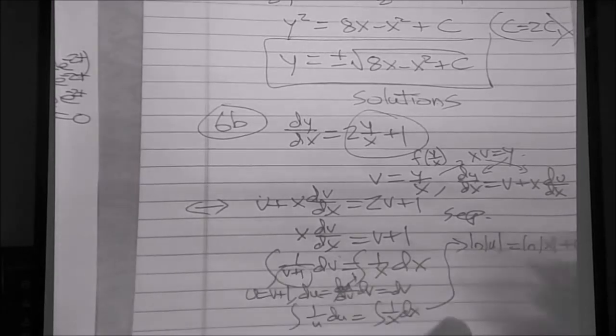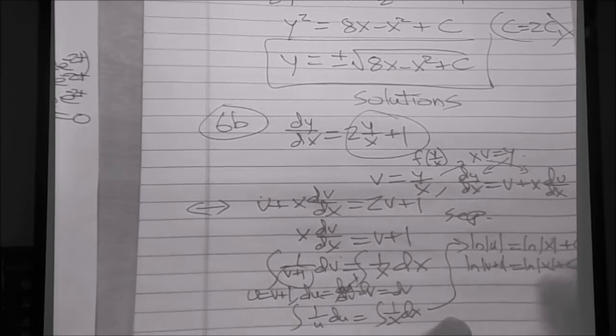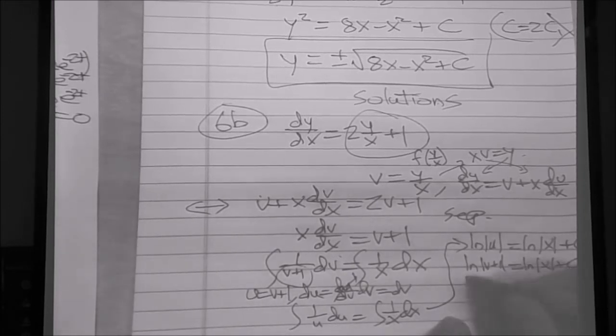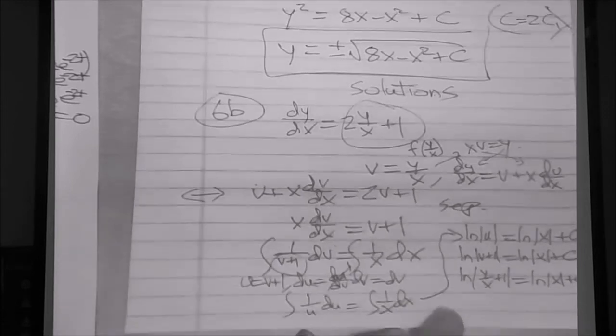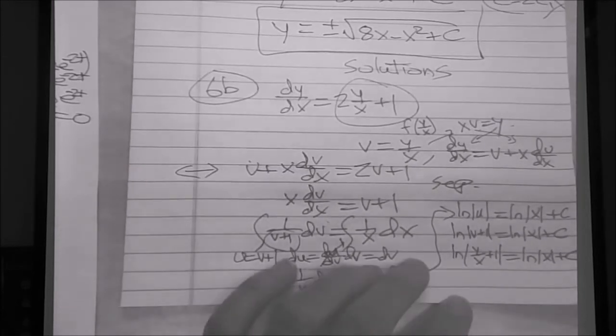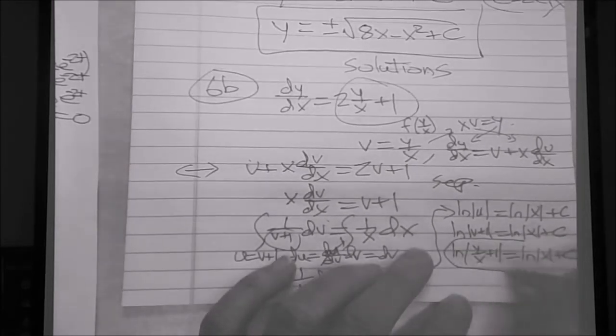Now you put back u equal to v plus 1, so you've got ln absolute value of v plus 1 equals ln absolute value of x plus a constant. V, however, was y over x. A lot of substitutions to go back, so it's ln of y over x plus 1 equals ln x plus a constant. These are implicit solutions. I think you can leave it there for the exam.